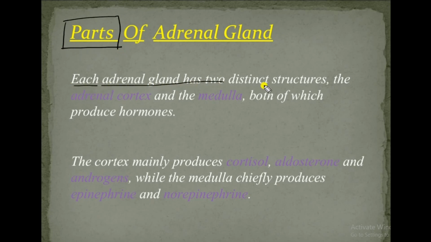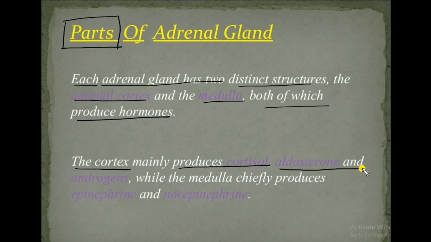The parts of the adrenal gland. Each adrenal gland has two distinct structures, the adrenal cortex and medulla, both of which produce hormones. The cortex mainly produces cortisol, aldosterone and androgens, while the medulla chiefly produces epinephrine and norepinephrine. And norepinephrine is formed from chromaffin cells in the adrenal medulla.